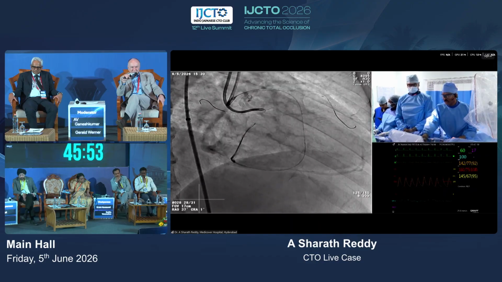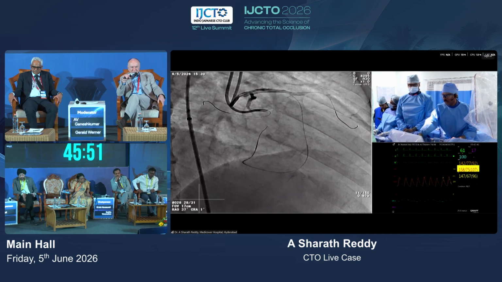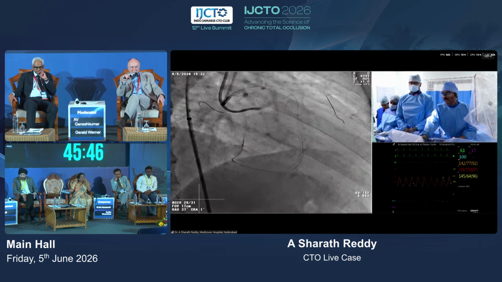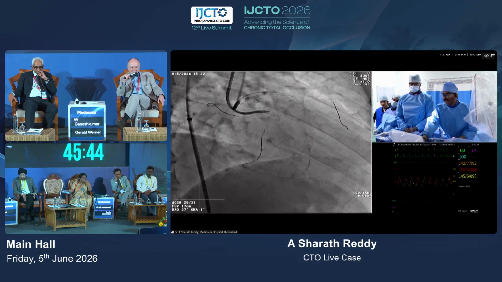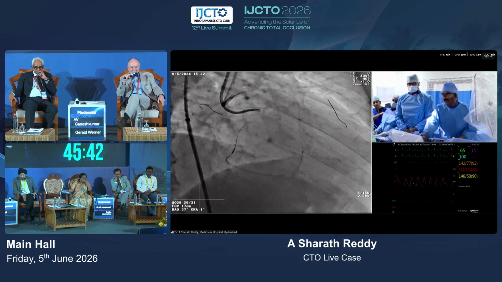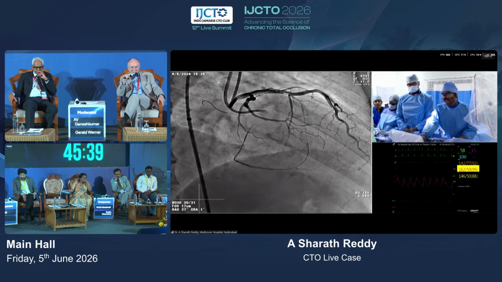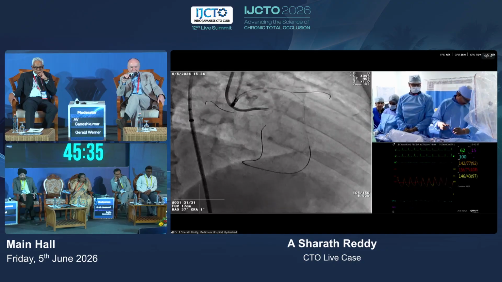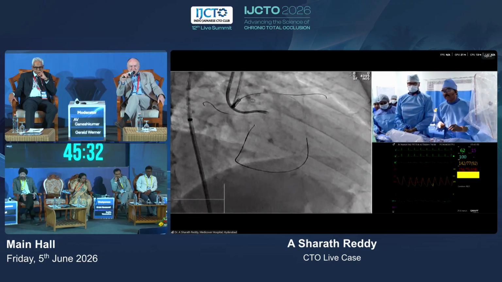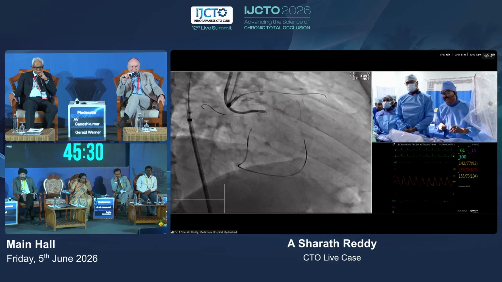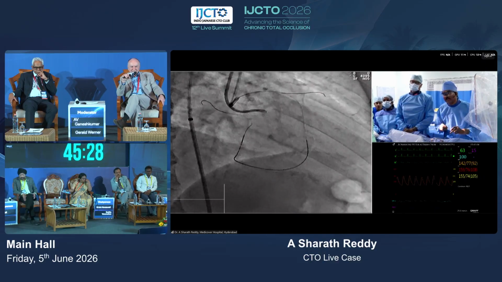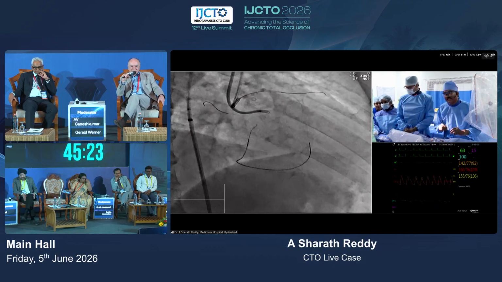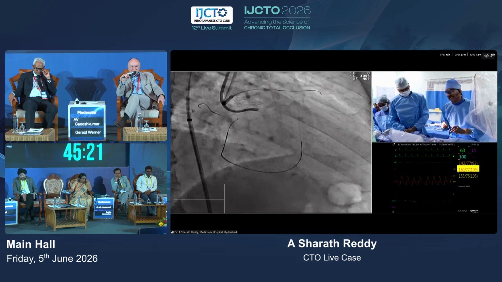Then immediately I thought, I don't want to go with this wire. So whatever penetration or channel I created, I wanted to track with Gaia 3. So now I took Gaia 3. I'm just trying to track into that channel, or that opening I created in the distal cap. So I'm just checking my luck. Otherwise, I'll upgrade again.